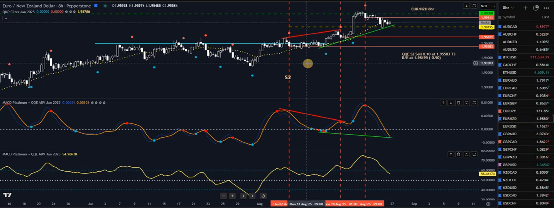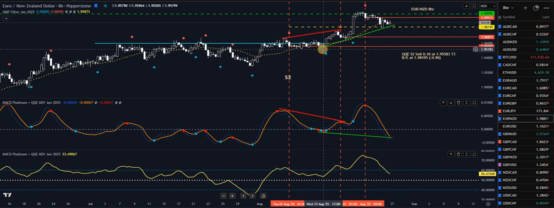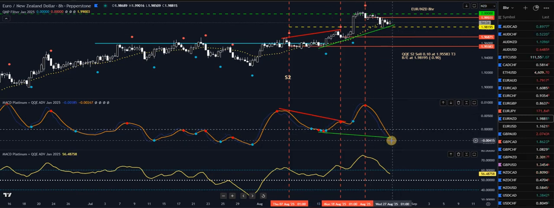Euro NZ in 1, 2, 3 sells. These are all QQE. You can see they're all above still. Hasn't come down to 50 level. Break even is this line here, the yellow dash line. So we're heading in the right direction, albeit very slowly. In the meantime, there's potential hidden bullish divergence forming there.